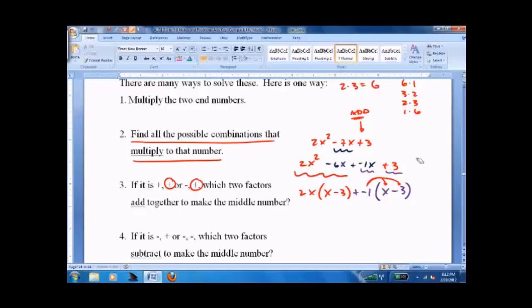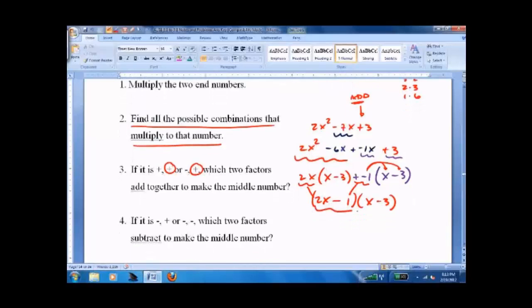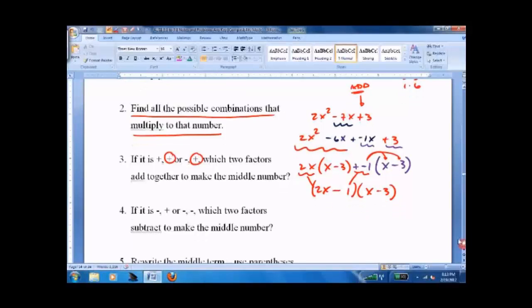Always go back early on and double check everything. Now, this is magic to a lot of people. You're factoring out the x minus 3. So you're pulling out an x minus 3, and everything that's left comes down. That's it. You factored 2x minus 1, x minus 3. Check it when you're done.